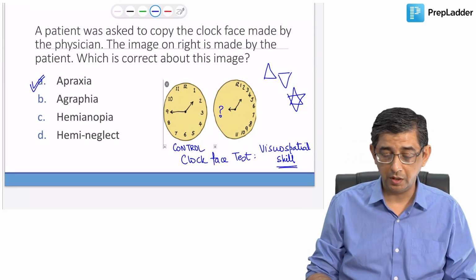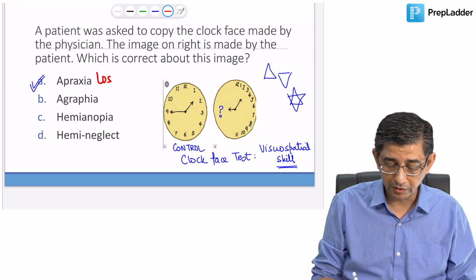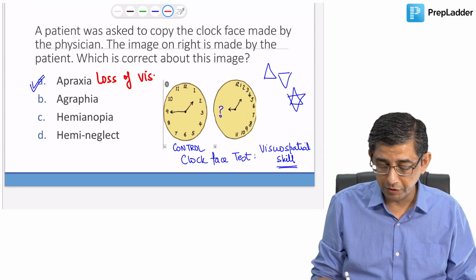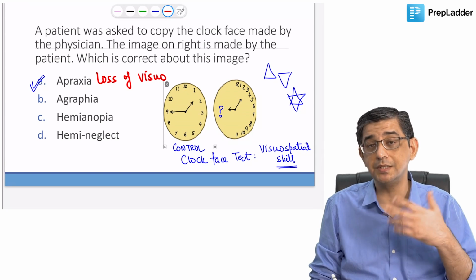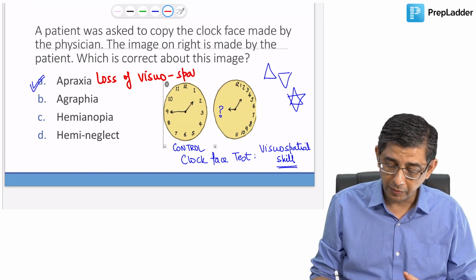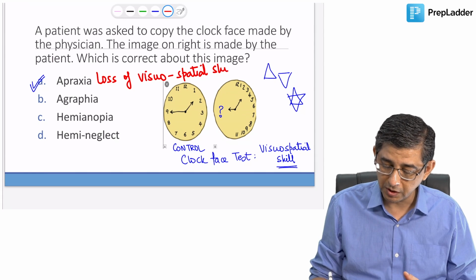What does apraxia mean? The basic meaning of apraxia is that there is going to be loss of visual, that is you see, you analyze and you can draw. The meaning of the word apraxia is loss of visuospatial skills.